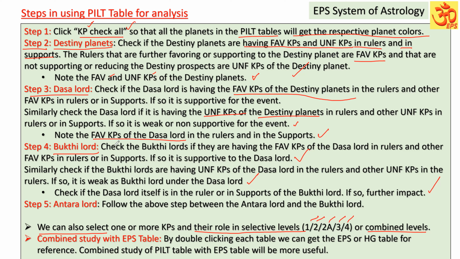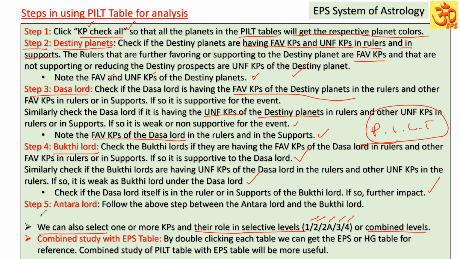In other words, if the Bukti Lord and its rulers are under the influence of the Dasa Lord and their rulers, favorable or unfavorable, and they are present, they are going to form the PILT connection, the planetary interlink. The favorable and unfavorable of the Dasa Lord are influencing the Bukti Lord by way of rulers or by way of supports. Check if the Dasa Lord itself is in the ruler or in supports to the Bukti Lord. If so, it will further cause impact.